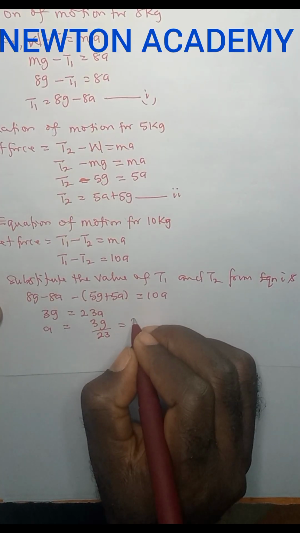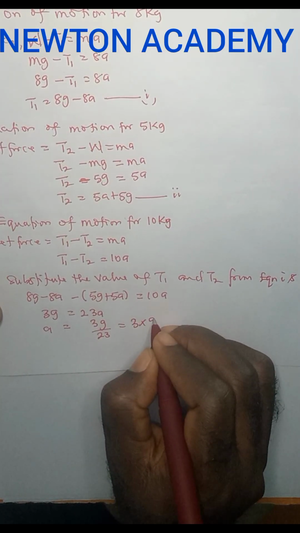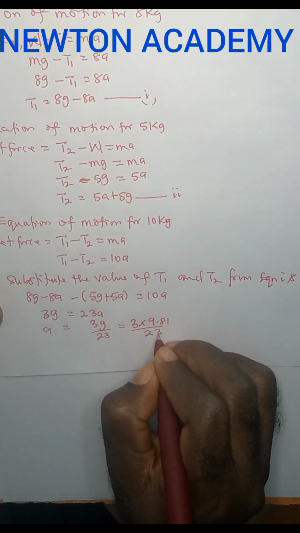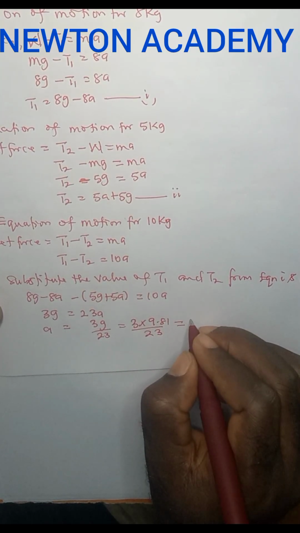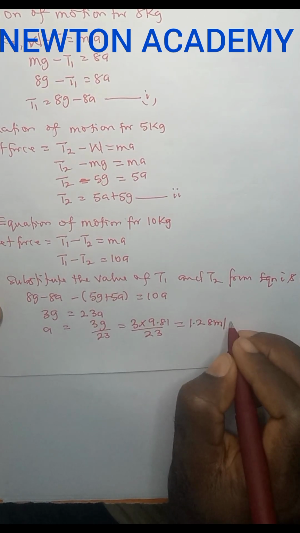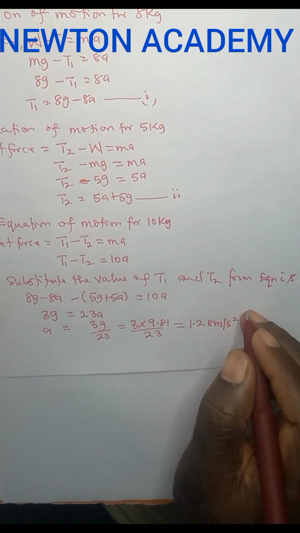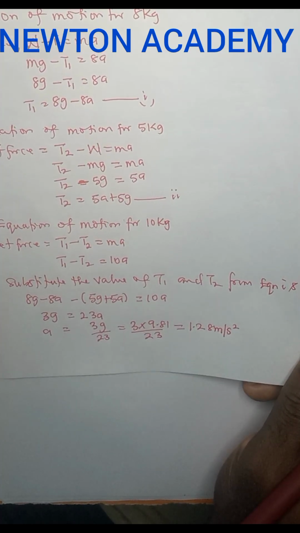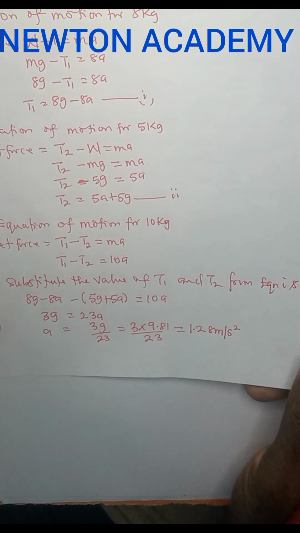Then we substitute the value of g, which is taken to be 9.81. So 3 multiplied by 9.81 divided by 23. When we do so, this will give us 1.28 meters per second squared. Now we have gotten this. What next now is to substitute the value of this a into equation 1 and 2 to get T1 and T2. Now let us look at that.